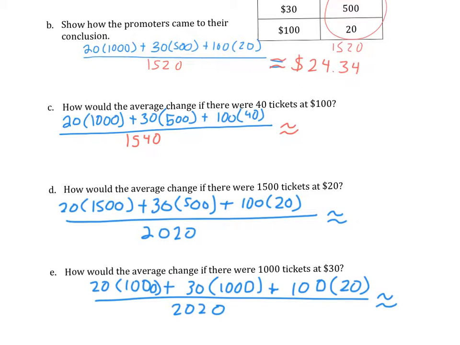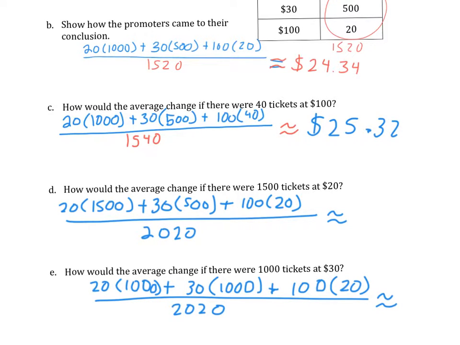So now let's take a gander at C, D, and E here. How would the average change if we were to add 40 tickets to this 20 here? So can we make this 40 instead of 20? All I've done was change that. This 20 becomes 40, and notice that the total amount there also goes up to 1,540. And so when we do that, we end up getting $25 and 32 cents.